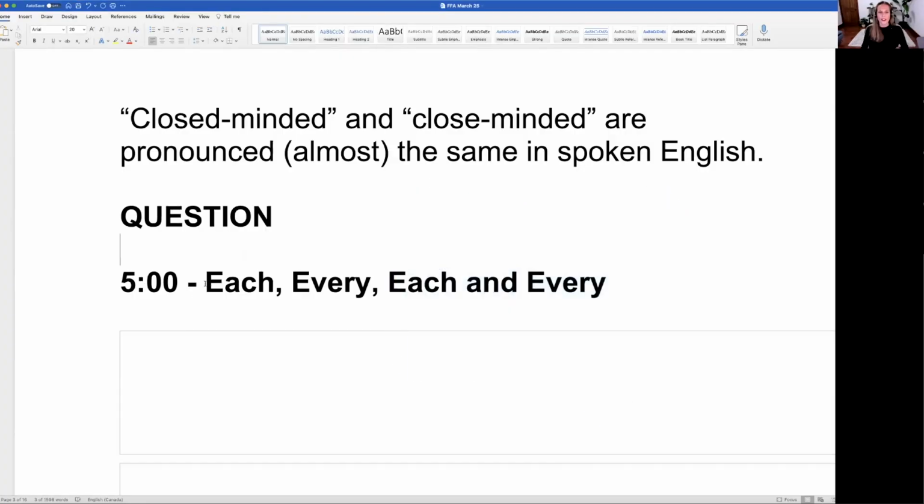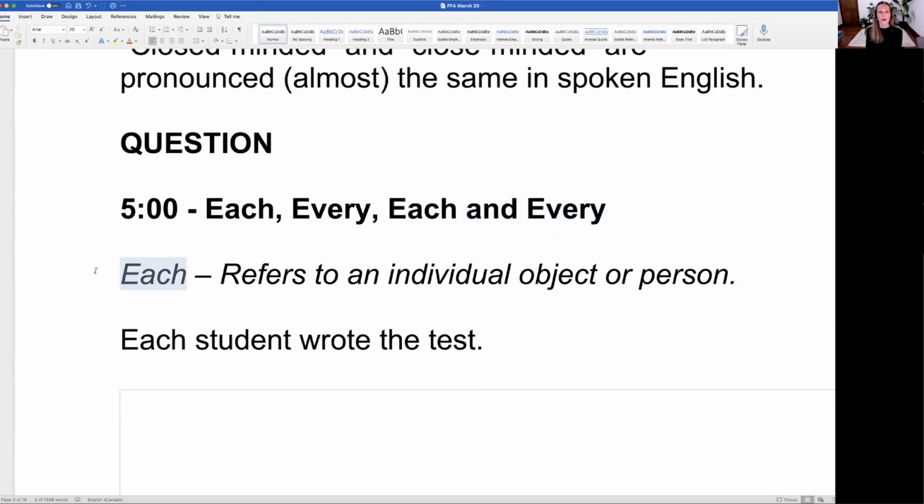So the question is on each and every. What's the difference between each and every? And then, of course, we have the expression that we learned in the Finally Fluent Academy, each and every. So when do we use them together? Individually. So each. This refers to an individual object or person. Okay, and that's the important part, an individual object or person.